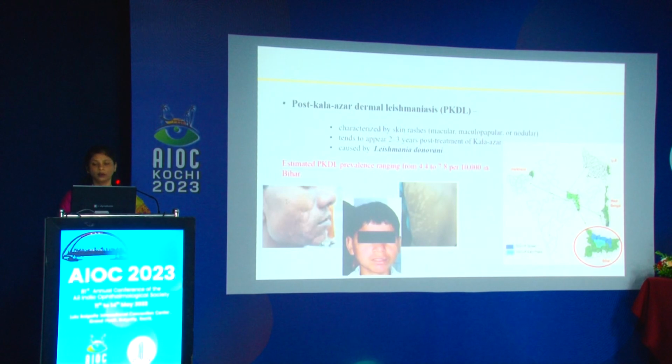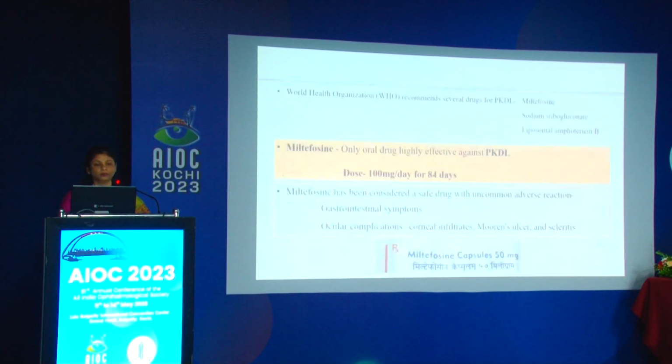It is endemic in areas of Bihar, Jharkhand, and some parts of West Bengal and Orissa, and its estimated prevalence ranges from 4.4 to 7.8 per 10,000. There are 3 drugs available to treat this condition: miltefosine, sodium stibogluconate, and liposomal amphotericin B. But miltefosine is the only oral drug which is highly effective against PKDL, and its recommended dose is 100 milligrams per day for 84 days.